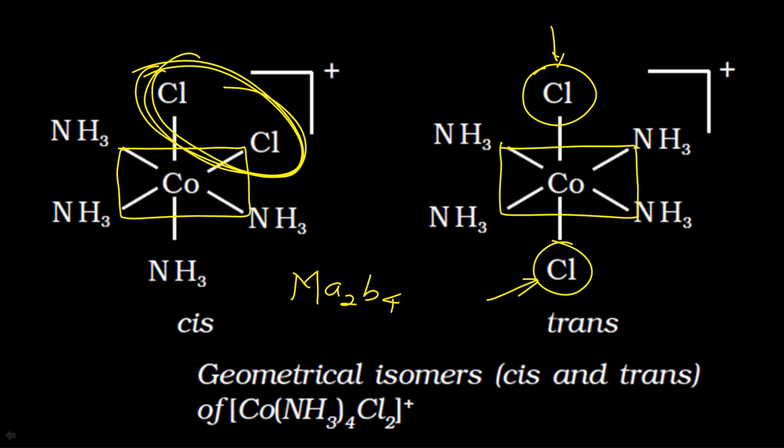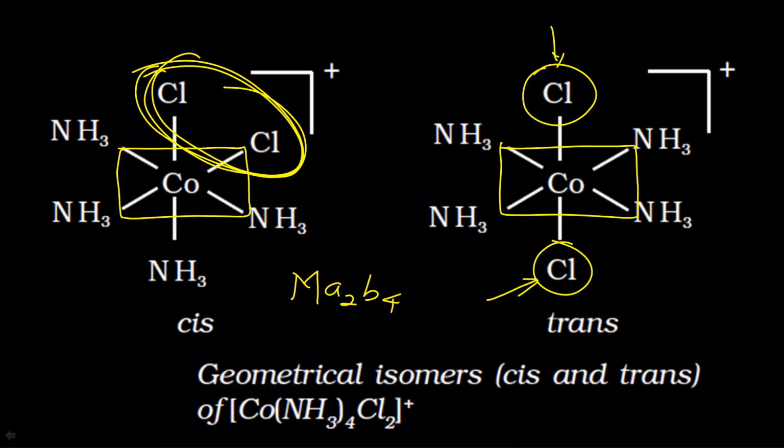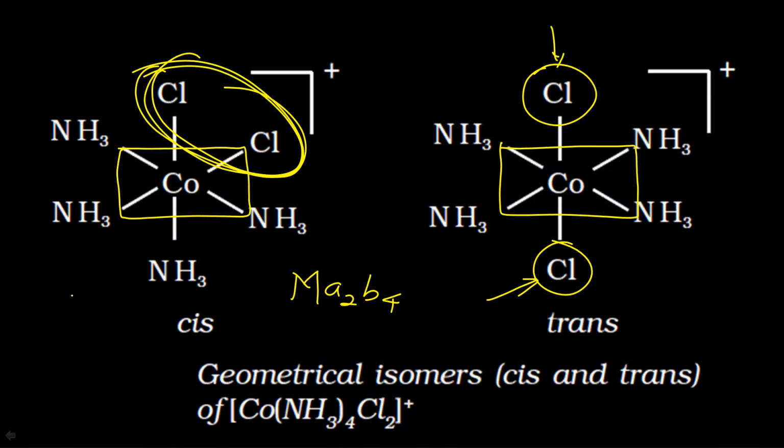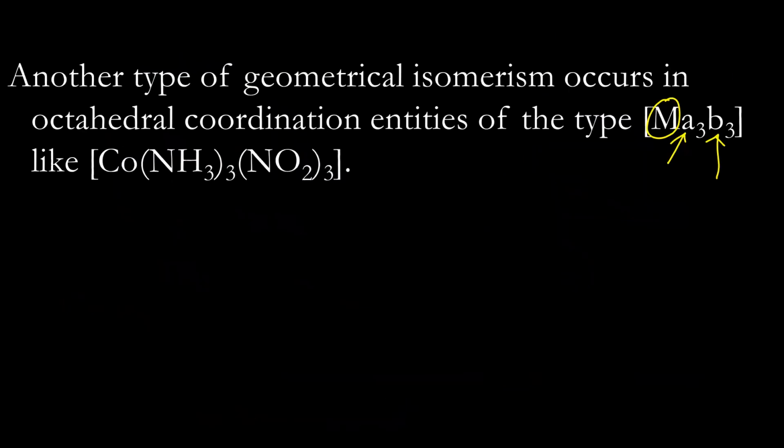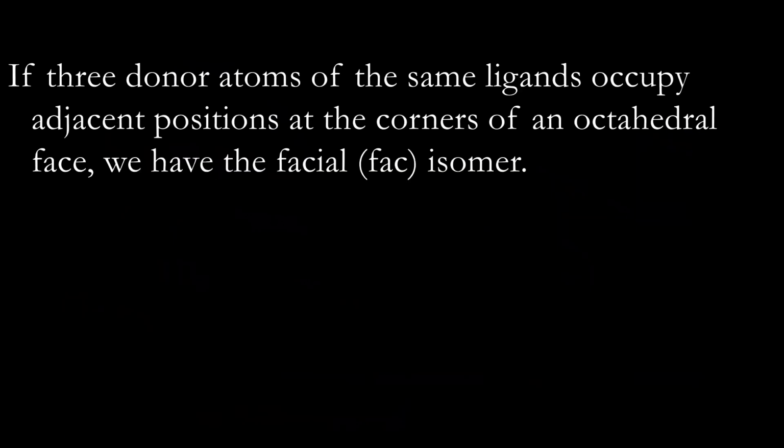You will be given a few configurations, Ma2B4, Ma3B3, MAB4, like that. In which one will you get cis-trans? You will get it in Ma2B4 or in Ma2B2. 4 coordination number, 6 coordination number, it will be Ma2B2 or Ma2B4, cis and trans. But if it is Ma3B3, there will be a different type of geometrical isomerism which is known as FACMER, facial and meridional. I will be talking about how.